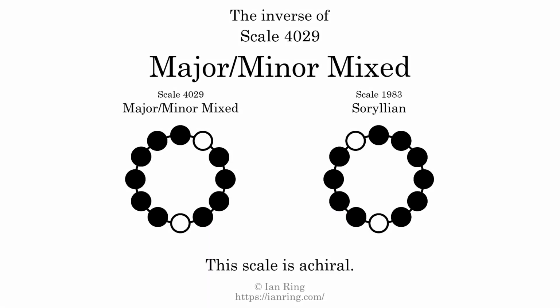The inverse of a scale is a mirror image. It is what you get when the sequence of intervals is reversed. The inverse of this scale is scale 1983, also known as cerillion.